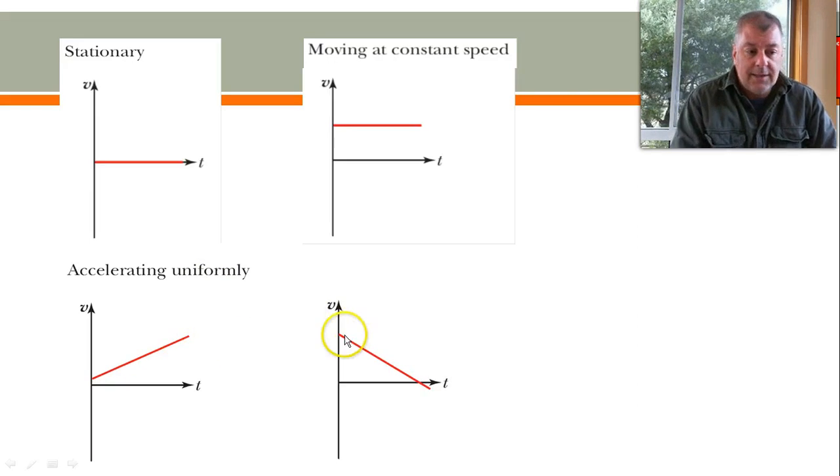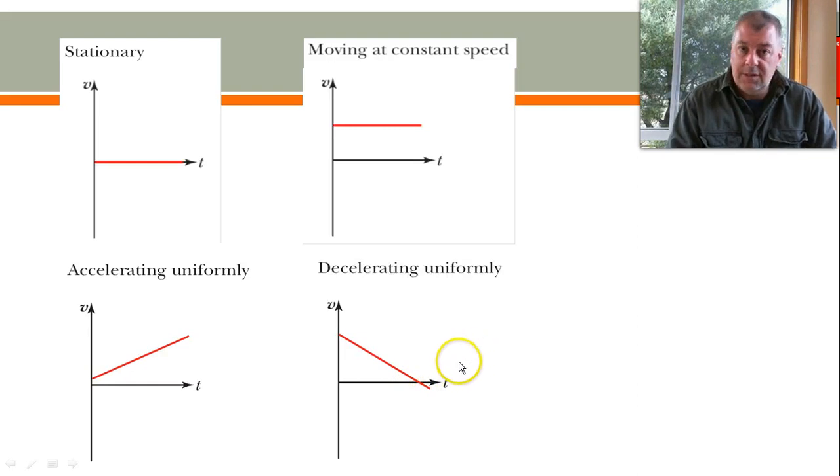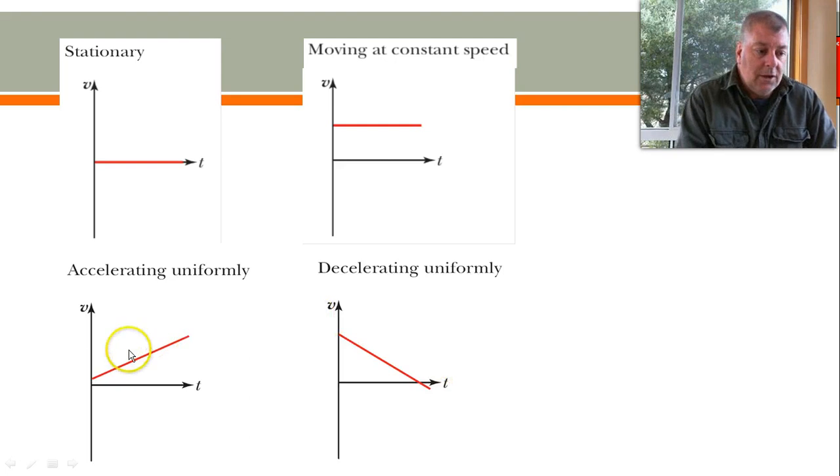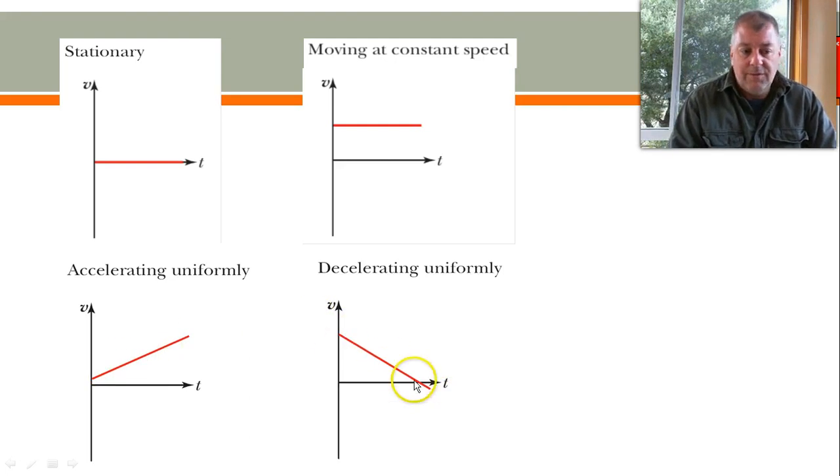And in this case, the velocity is starting here and it's decreasing with time, and even goes to negative. So this is decelerating uniformly. So this is a positive slope. This would be referred to as a negative slope, and as we learnt before, if you have a negative acceleration, that's decelerating or slowing down.